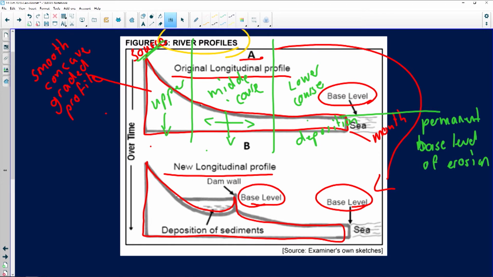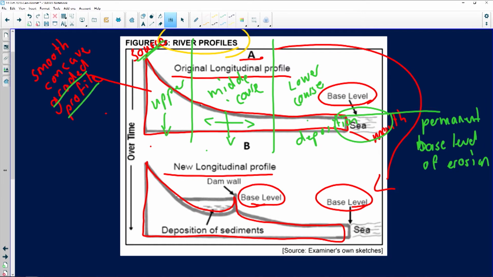Okay. Now, as you can see, it's permanent base level erosion. Nowhere else do we have a temporary base level erosion or a nick point that's been created. So this is the final place where erosion takes place, and it's known as permanent base level of erosion. Now, that's our beautiful graded profile.